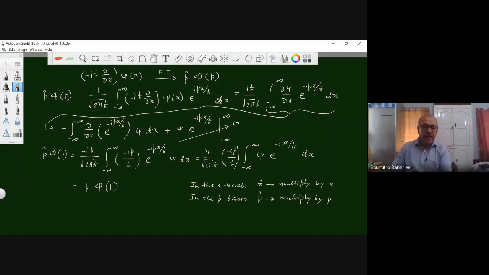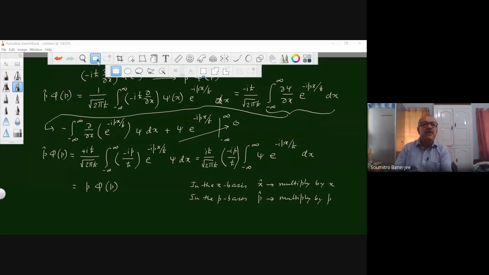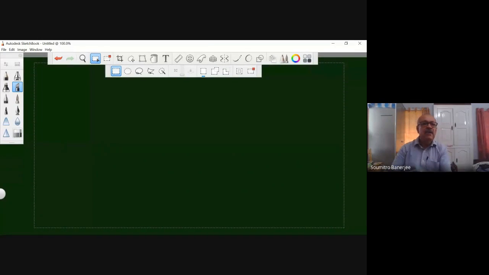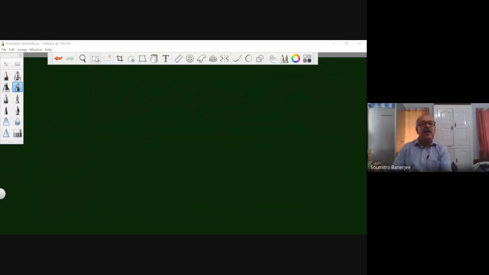Both are okay. Now, let us summarize what we have learned in terms of working in P basis. I will just erase this and we have to continue with that. In the P basis, we have additionally learned today that the X operator is nothing but i h cross del p, and the P operator is nothing but p.